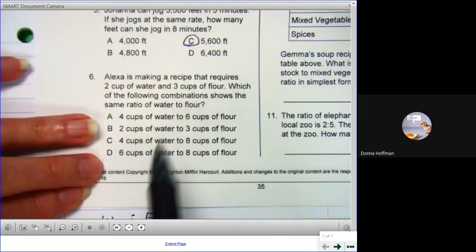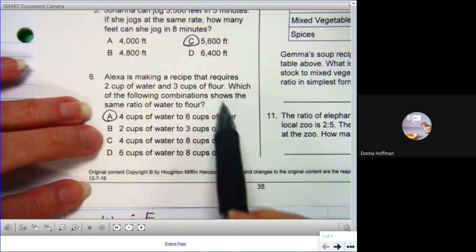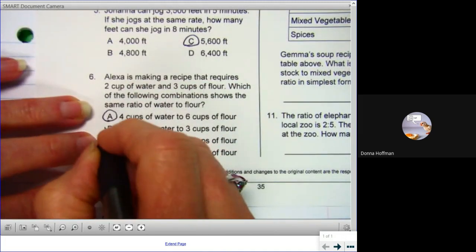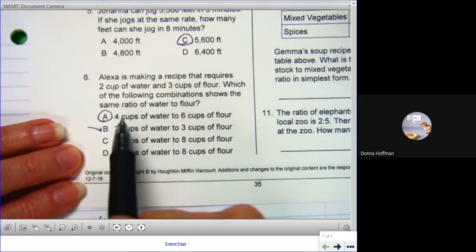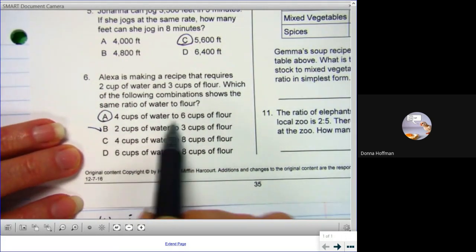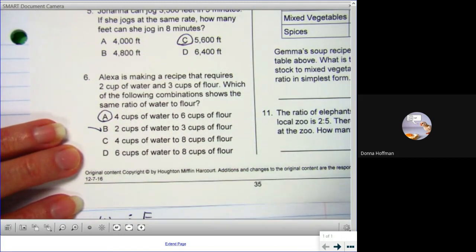I'm going to say it's 4 to 6 because the 2 cups of water to the 3 cups of flour is what the original ratio is in the problem. And it wants to know what ratio is equivalent. So I'm going to say 4 cups of water to 6 cups of flour because that is just skip counting. So this is the original, and then that would be the answer. The test won't be like that. You'll definitely know which one's which.